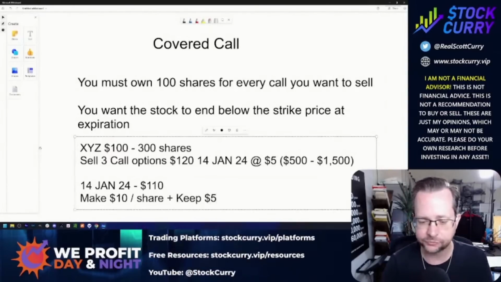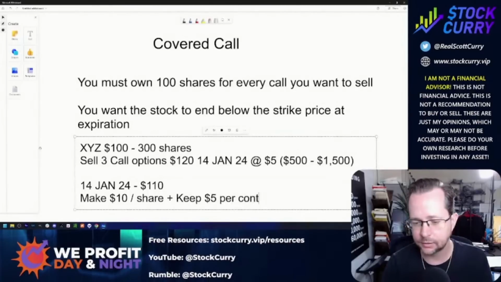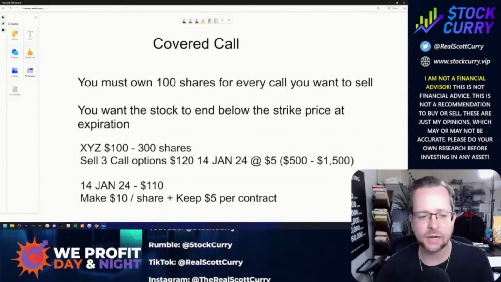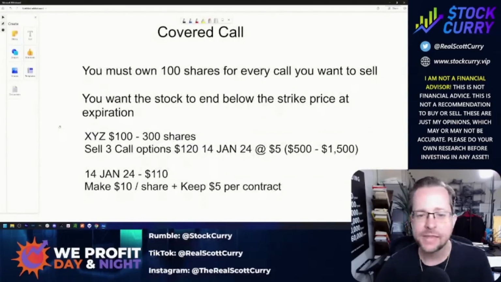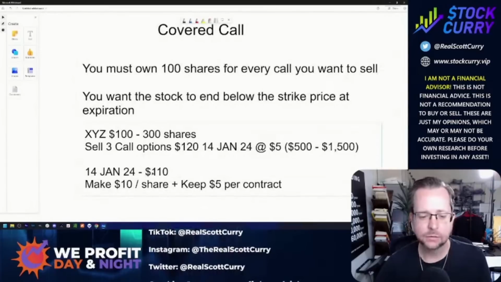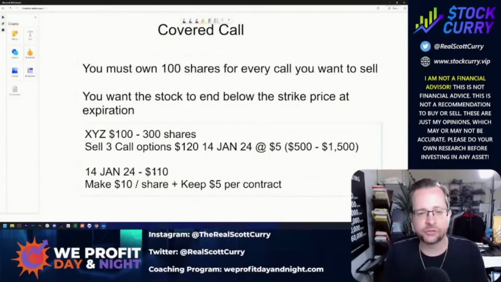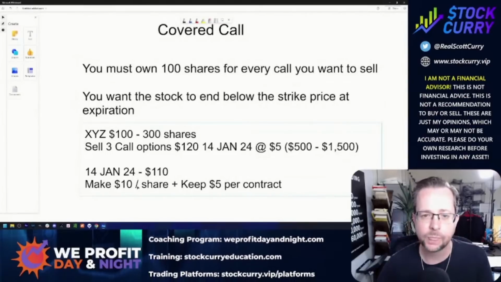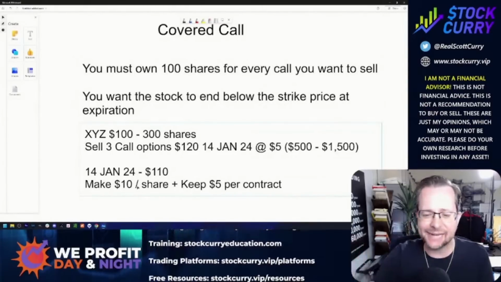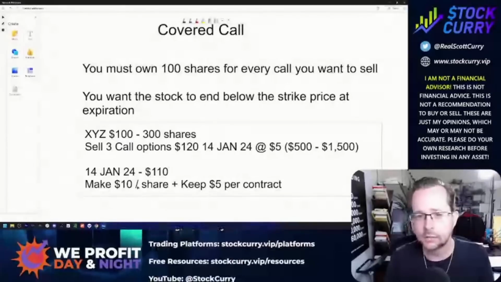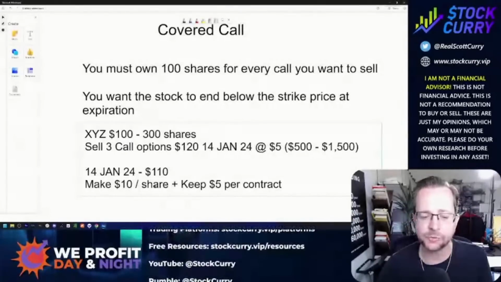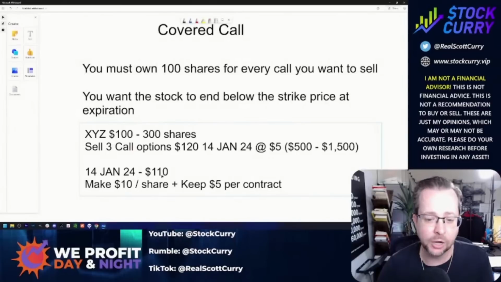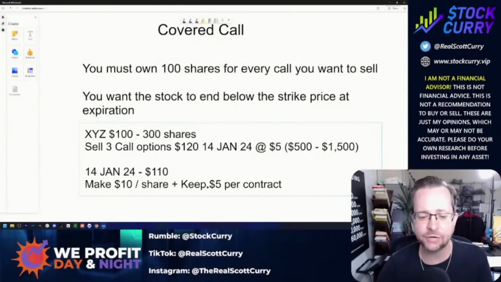The $5 per contract. So here's what's really cool about a covered call. If you had only held the shares, that's all you've done is hold the shares, you'd be up $10 per share. But by selling the covered call, not only have you made your $10 per share from the price going up from 100 to 110, you've also made $5 per share by selling the contract.